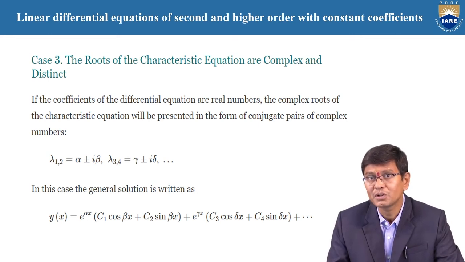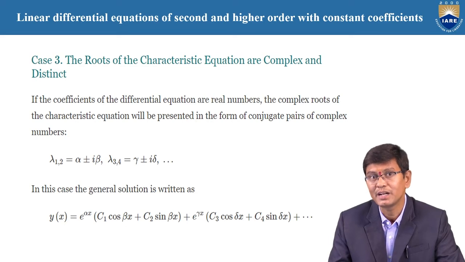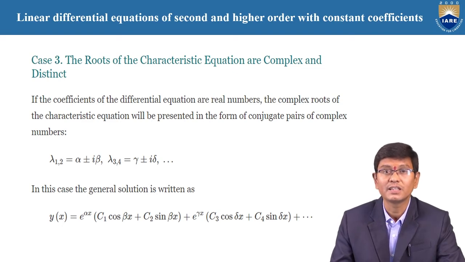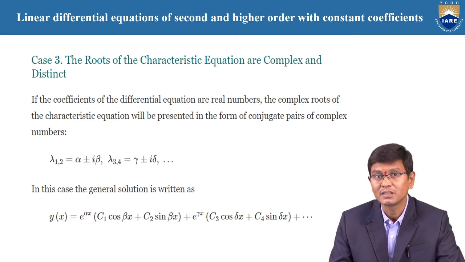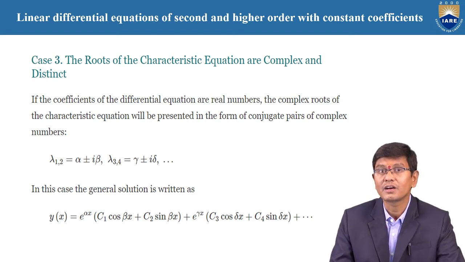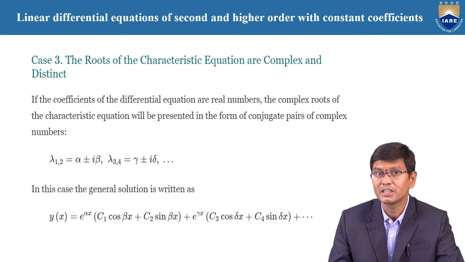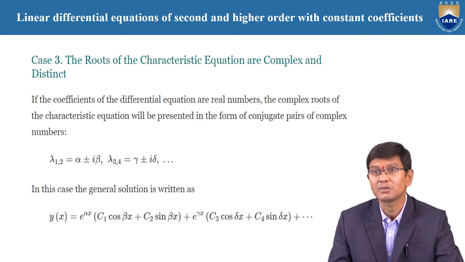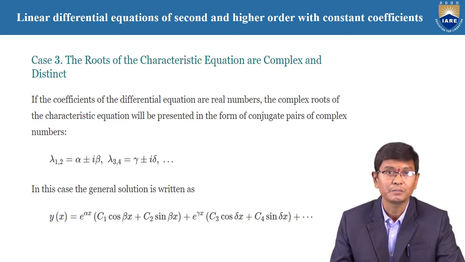Therefore, you assume lambda is alpha plus or minus i beta and gamma plus or minus i delta. One of the complex different roots, with the help of the real and imaginary parts, gives e power of alpha x into c1 cos beta x plus c2 into sin beta x. And similarly, the other complex roots, with the help of the real and imaginary parts, give e power of gamma x into c3 into cos delta x plus c4 into sin delta x.